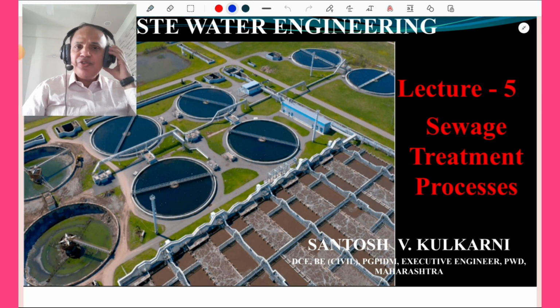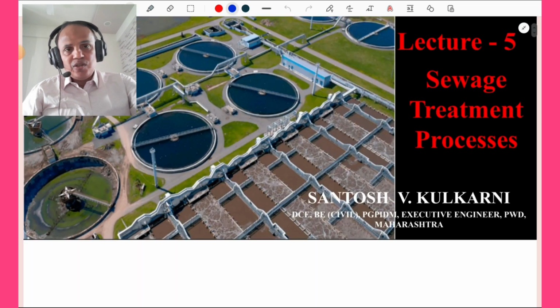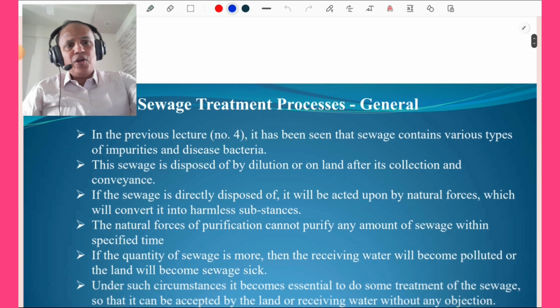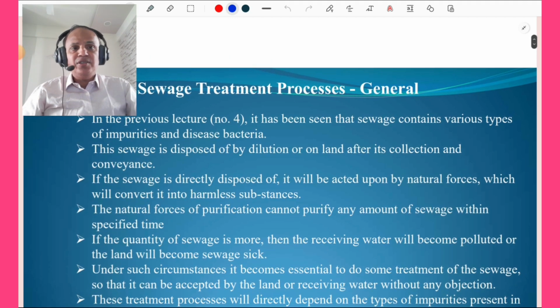Which deals with the sewage treatment processes, and it is a very important chapter as far as civil engineering and wastewater engineering are concerned. So let us start this subject directly. First of all, we have to discuss the sewage treatment processes in general.